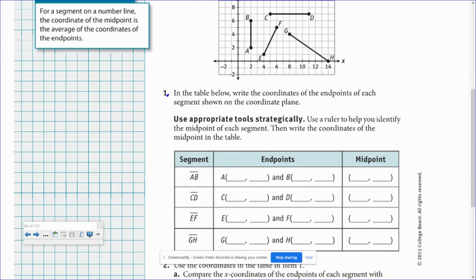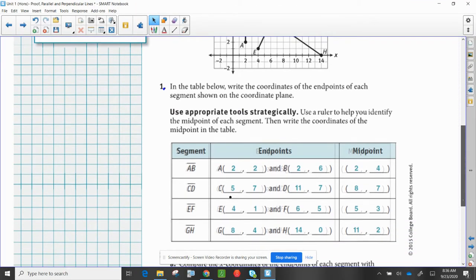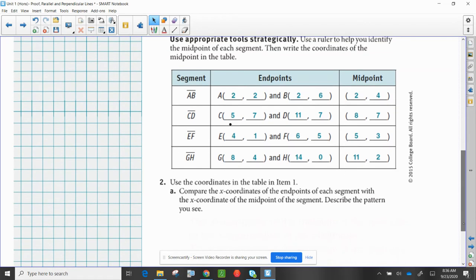Okay, so I'm going to give you a second to do that. So go ahead and pause the video. Fill in this chart with the points for each endpoint, A, B, C, D, E, F, G, and H, and then see how you can figure out how to find the middle between those. Okay, filling it in, it should have looked something like this.